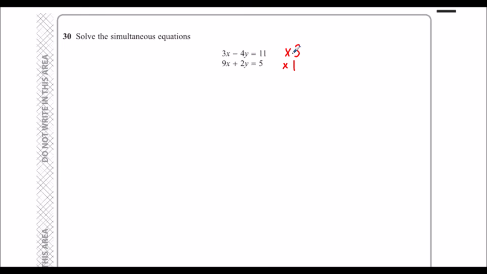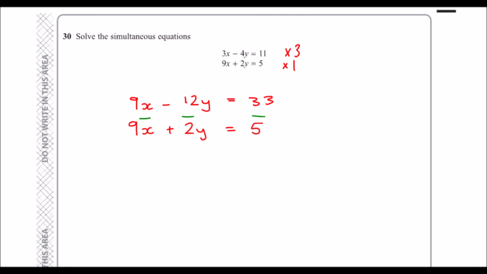So 3x times 3 will be 9x. We've got a minus 4y times 3 is 12y, and 11 3's are 33. And I'm leaving the second equation exactly how it is. So now I want to eliminate. I've got 9x and 9x. So I can eliminate by taking away. If I do 9x take away 9x, it will be gone, it will be eliminated.